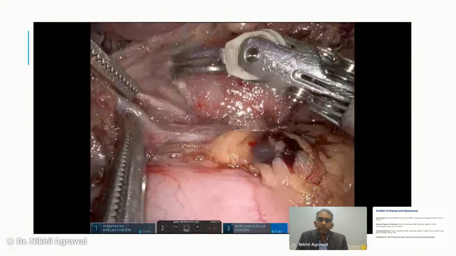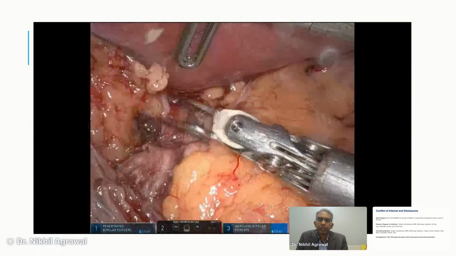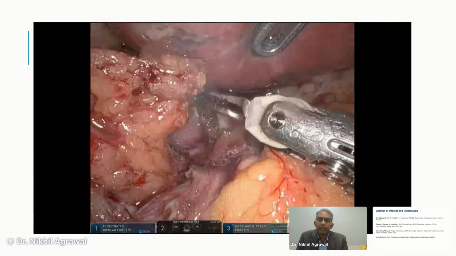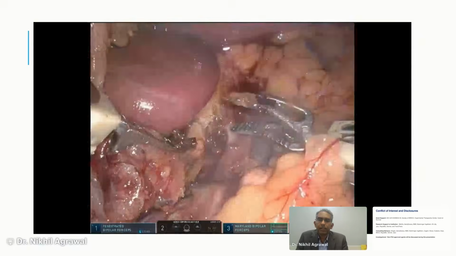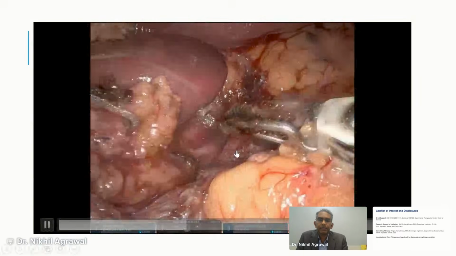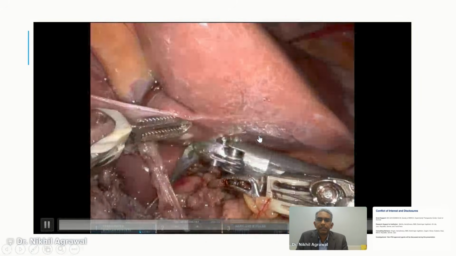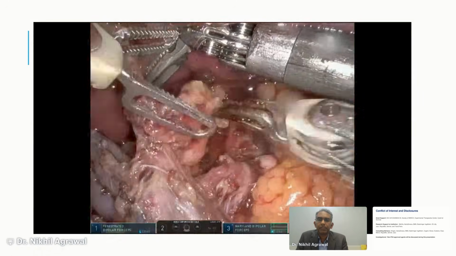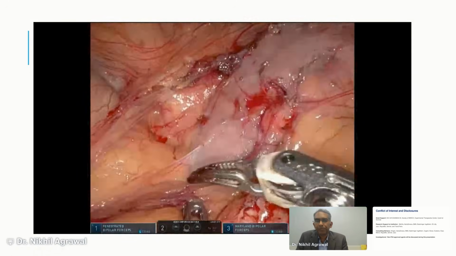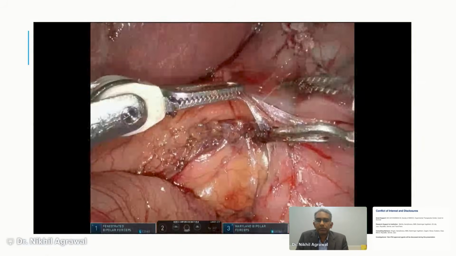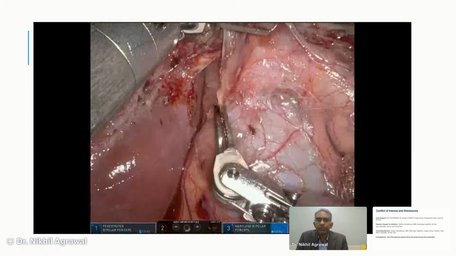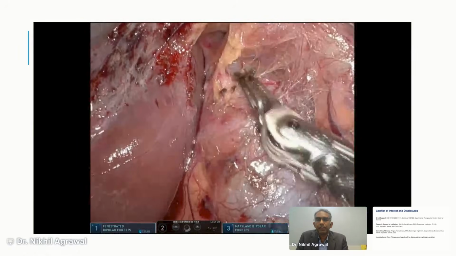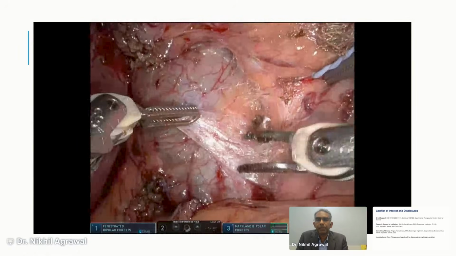So if you see the stability, we can dissect very close to these blood vessels. This is the celiac axis here. This is the celiac axis. One of my arms is now retracting the liver, and now I'm just dropping them. Now what I'm doing here is Kocherization. I am lifting the duodenum off the retroperitoneum and IVC completely.